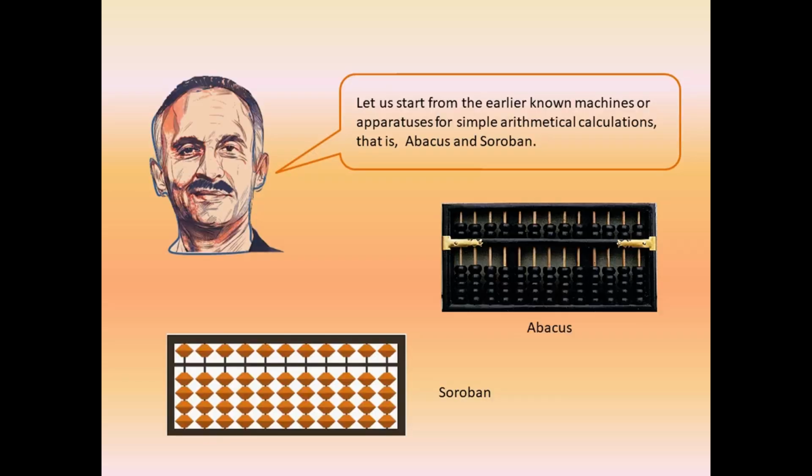Since the dawn of civilization, man has been interested in devices which could assist him in simple arithmetical exercises. Among the earlier known machines or apparatuses are the abacus and the soroban. These use beads which are mounted on stiff wires and can be moved up and down or sidewise on them. They are used to count numbers. Still, you can find it in use in shops in Singapore, China, and Hong Kong.